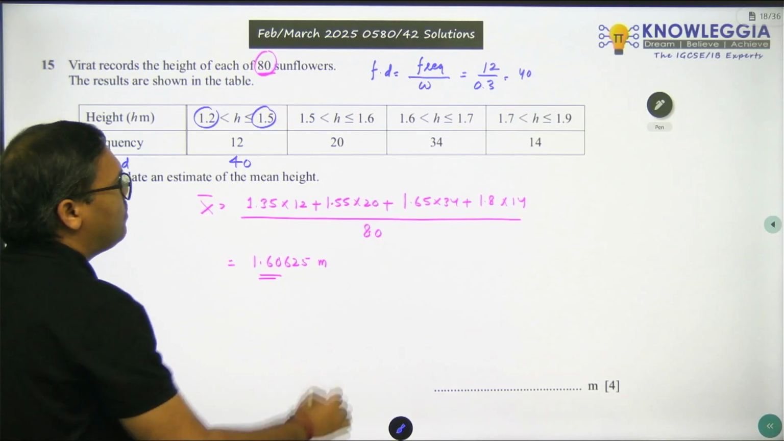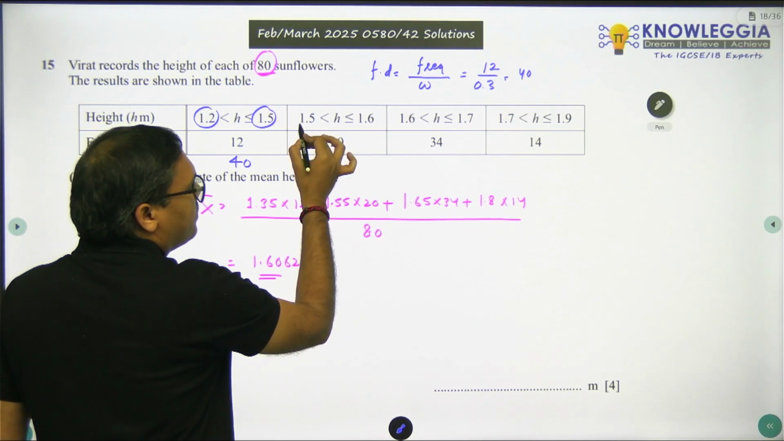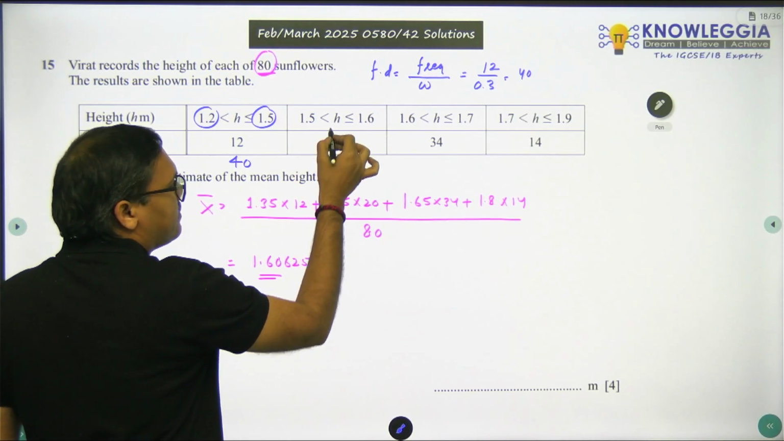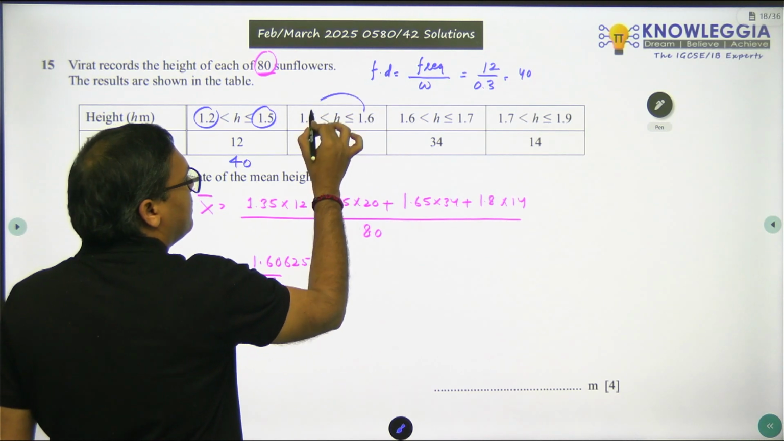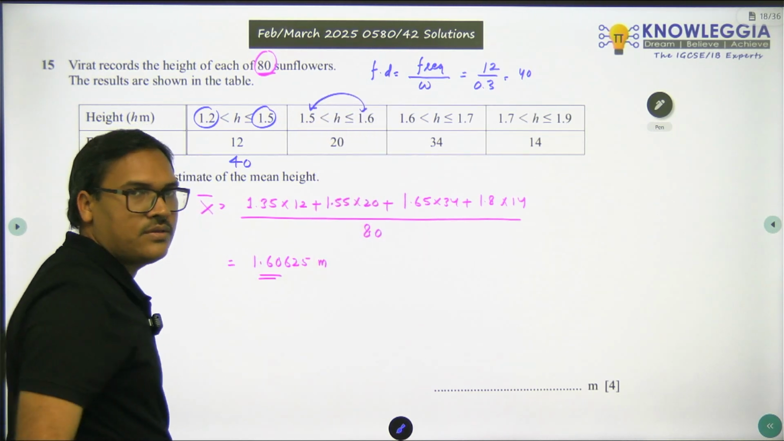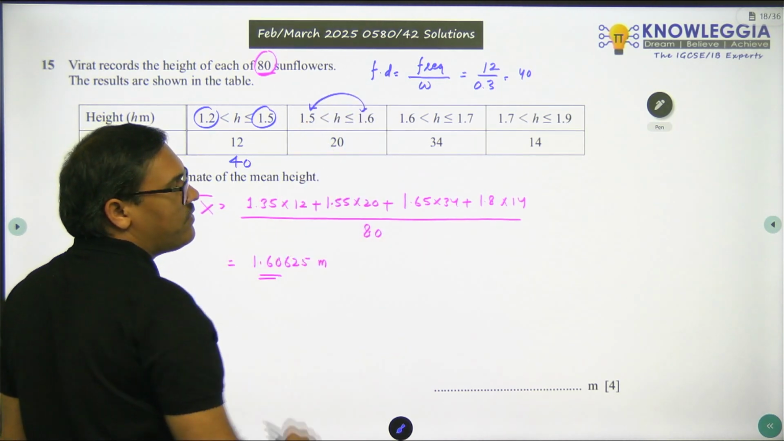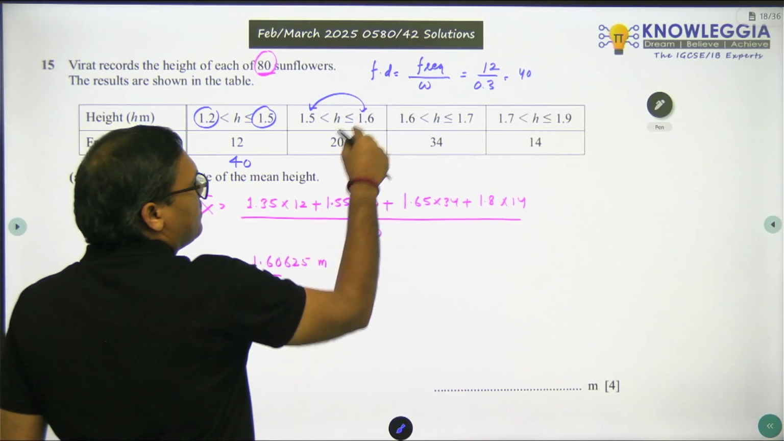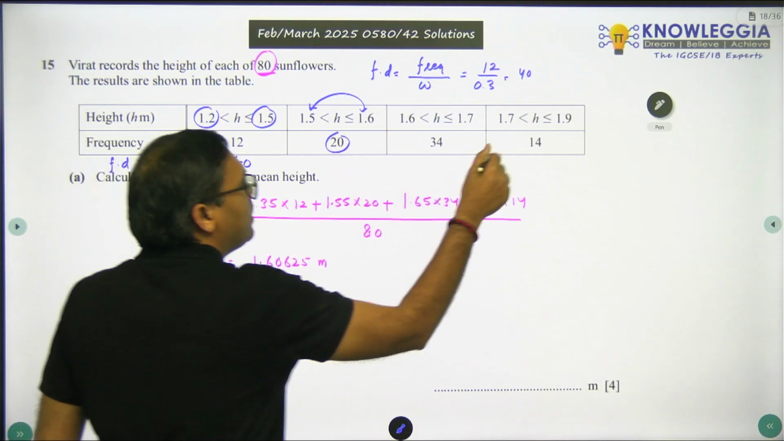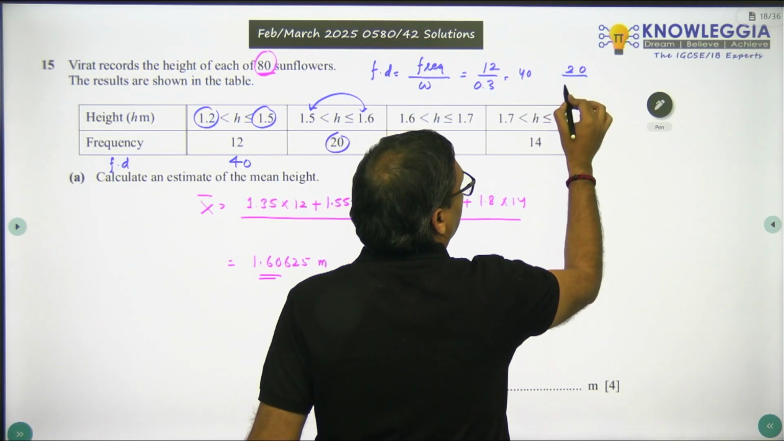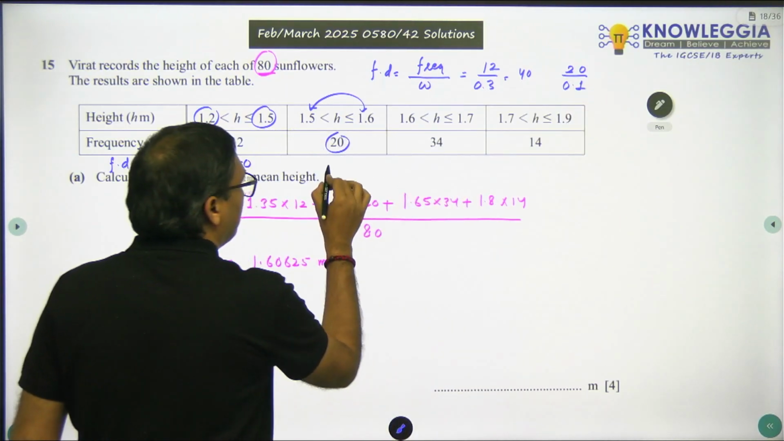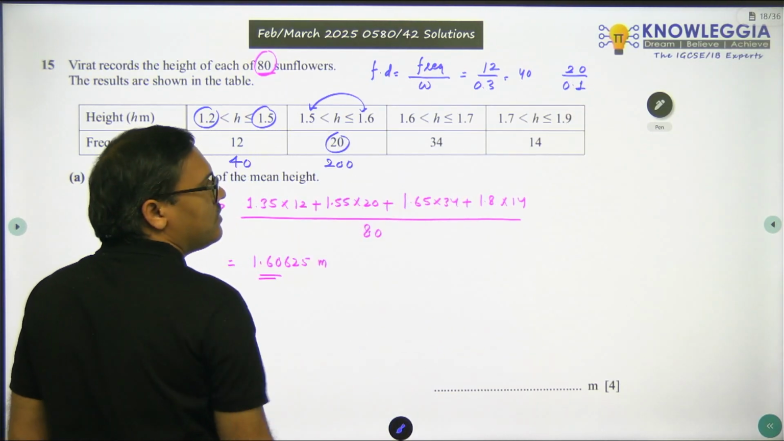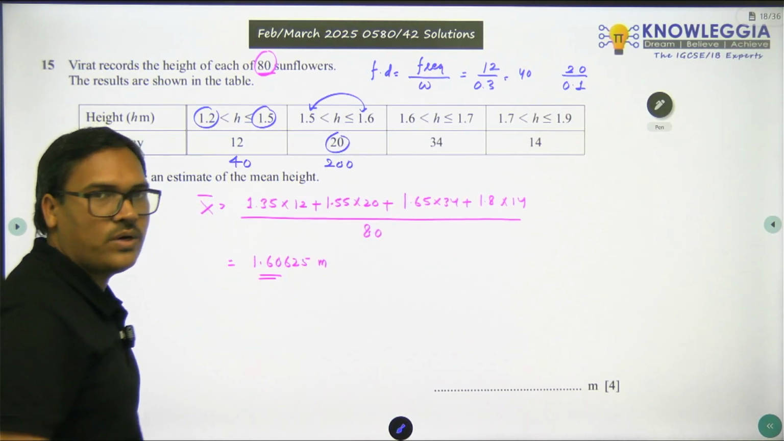Now, what is the frequency density for this class? You can see the difference. What is the class width? 0.1. 1.6 minus 1.5 is 0.1. And this is the frequency, 20 divided by 0.1, which is equal to 200. So this is the frequency density of the second class, 200.